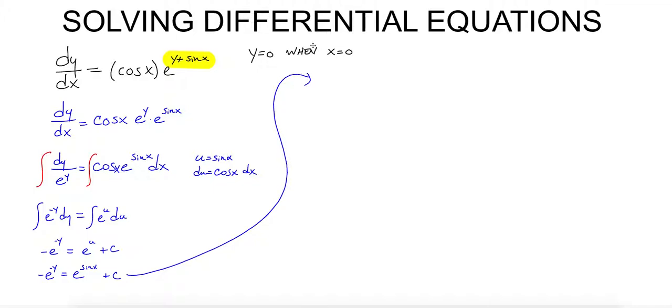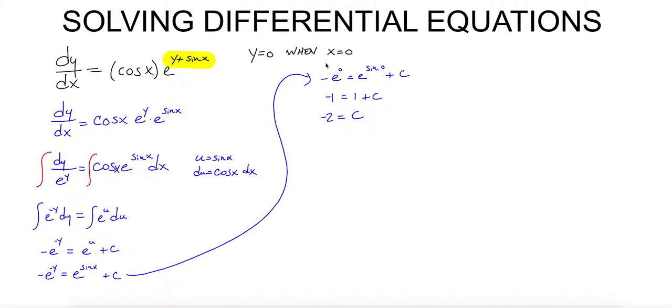So again, I know that y is equal to 0 whenever x is equal to 0, so that means I have a negative e to the 0 is equal to e to the sine of 0, which again is just 0, plus c. So this here is just going to come out to be a negative 1 is equal to 1, right? E to the sine of 0 is 0, plus c. So I'm going to get a negative 2 is equal to c. Okay, so again, as soon as you integrate, if you have an initial condition, the next step is to go ahead and find C right away.